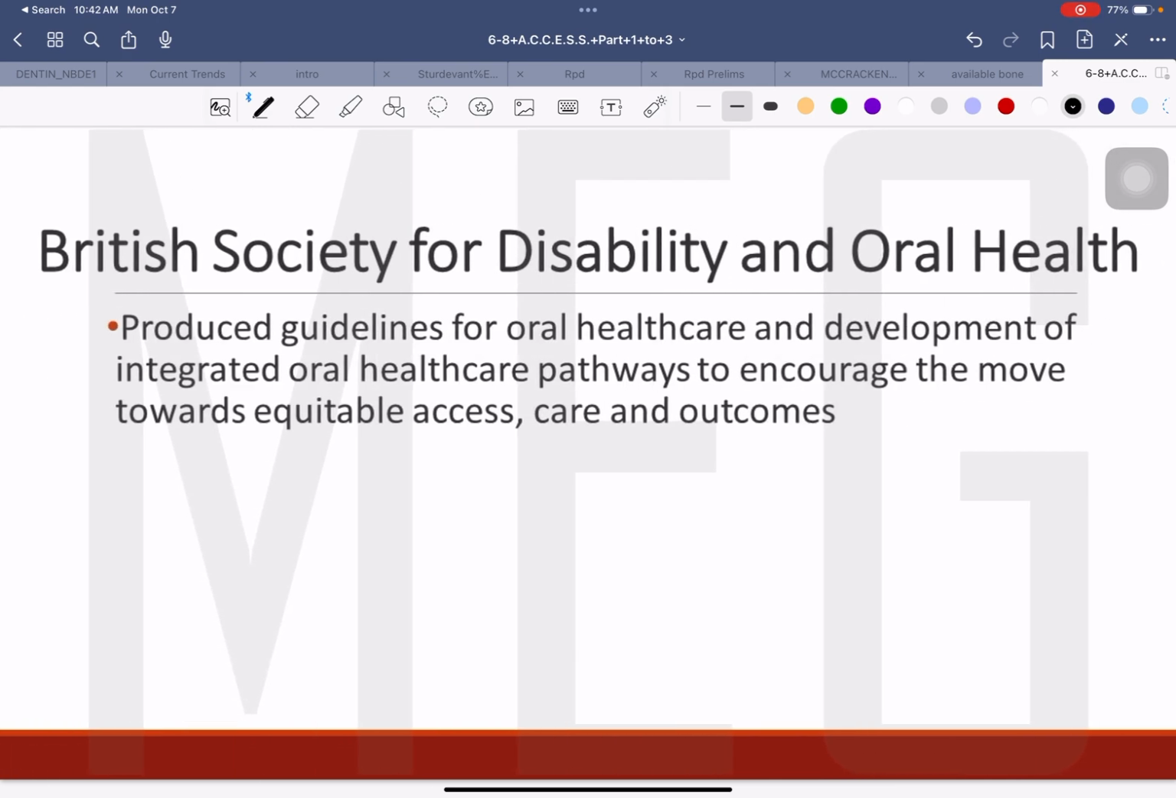This is according to the British Society for Disability and Oral Health, but now they are called the British Society for Special Care Dentistry. They produce guidelines for oral health care and development of integrated oral health pathways to encourage the move towards equitable access, care, and outcomes. So they are the first ones who built special care dentistry. That's why there are a lot of special care dentists in Europe, in the UK.